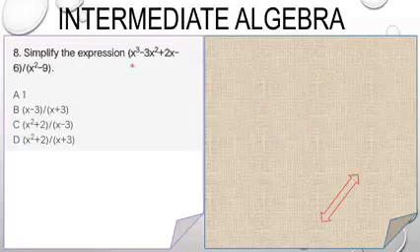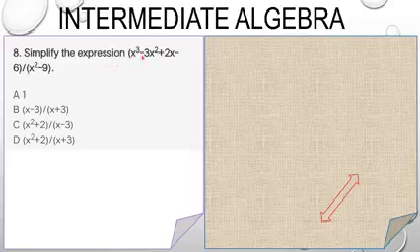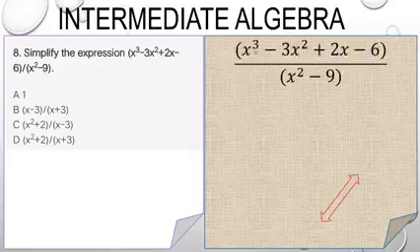Number 8, simplify the expression x cubed minus 3x squared plus 2x minus 6 divided by x squared minus 9. Okay? So here, katulad ng question number 1, I think, we need to simplify the expression. Okay, so rewrite lang natin yung expression kung saan yung numerator natin is x cubed minus 3x squared plus 2x minus 6, and our denominator is x squared minus 9. So, i-factor out muna natin yung numerator and also the denominator para mas madaling i-simplify yung expression nito.